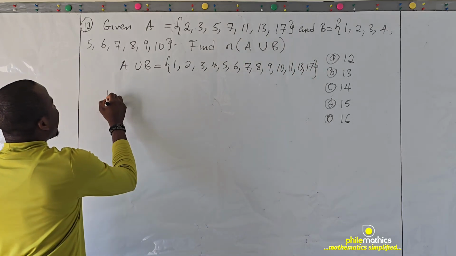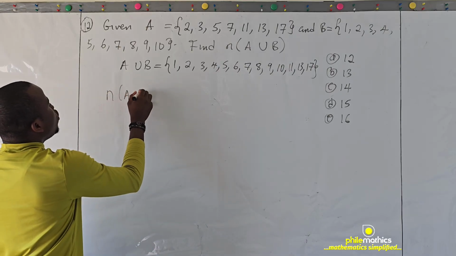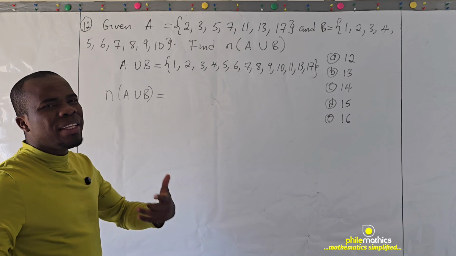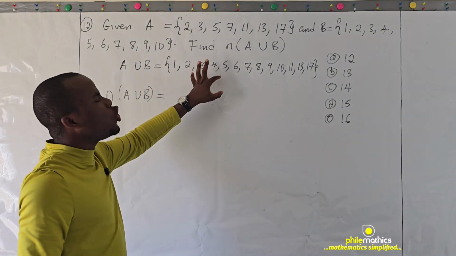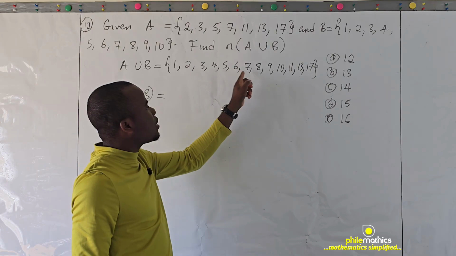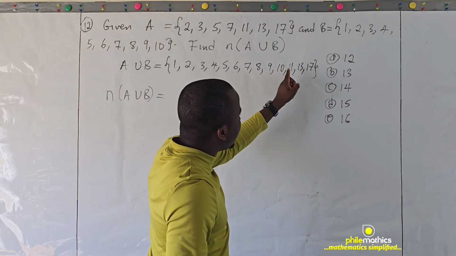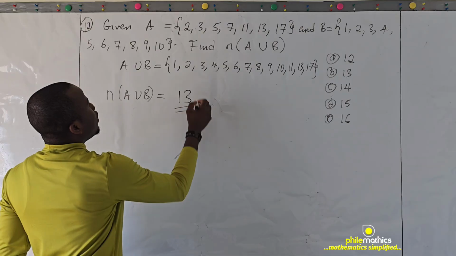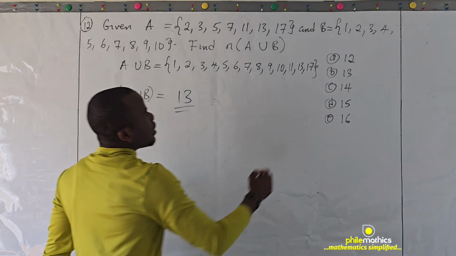And so the cardinality of A union B is simply asking us how many elements are in this union. So we count 1, 2, 3, 4, 5, 6, 7, 8, 9, 10, 11, 12, 13. And so the cardinality of the union of this set is simply 13, and that's B.